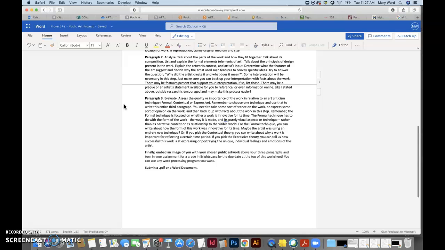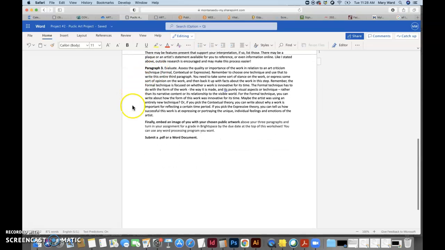Try to answer the question, why did the artist create it and what does it mean? Some interpretation will be necessary in this step. Just make sure you can back up your interpretation with some facts about the work. There may be some features present that support your interpretation. If so, list those. And also if there's a plaque or artist statement available for you to reference, or even information online, that's going to help you with this process as well.